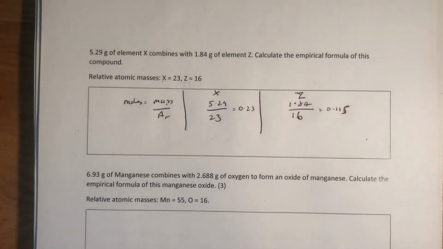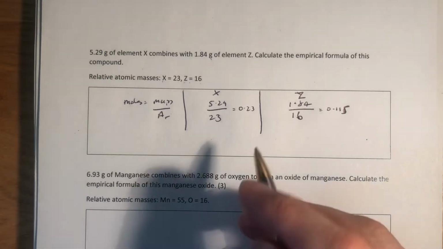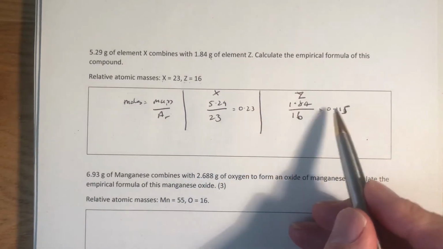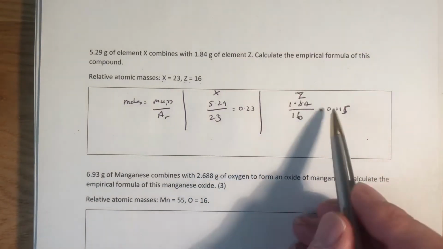Now, with empirical formula calculations, after you've done this stage, I want you to ask yourself two or three pretty simple questions, okay? The first question I want you to ask yourself is, are these numbers the same? If these numbers are the same, then the ratio of X to Z would be 1 to 1, and therefore the empirical formula would simply be XZ. So that's always the first question to ask yourself. Now, clearly here they are not the same.